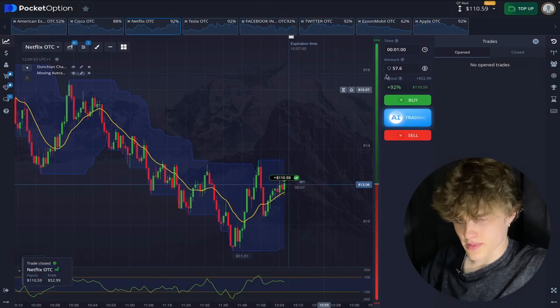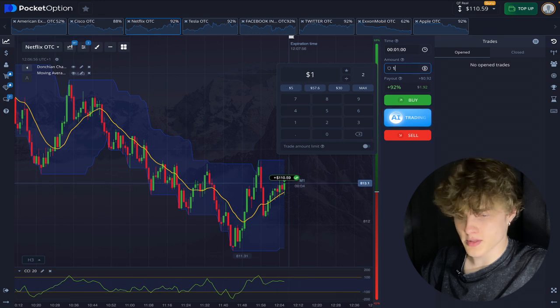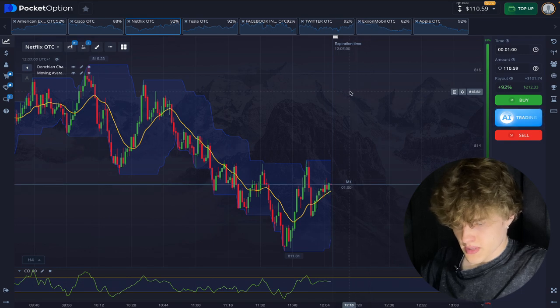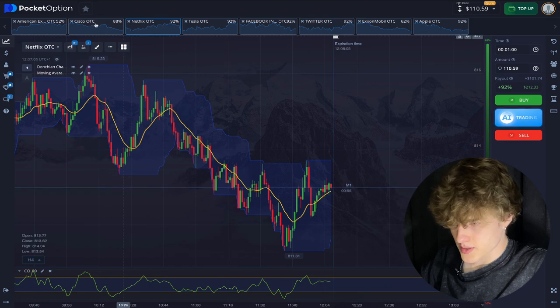Okay, and the position is also closed in plus without any problems. Further trade is also opened on the maximum amount of balance. Let's continue. Let's pick the next entry point.